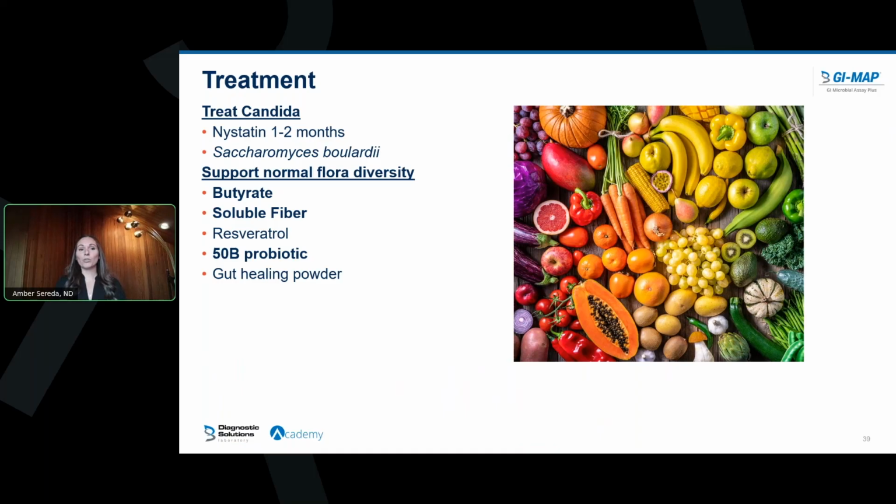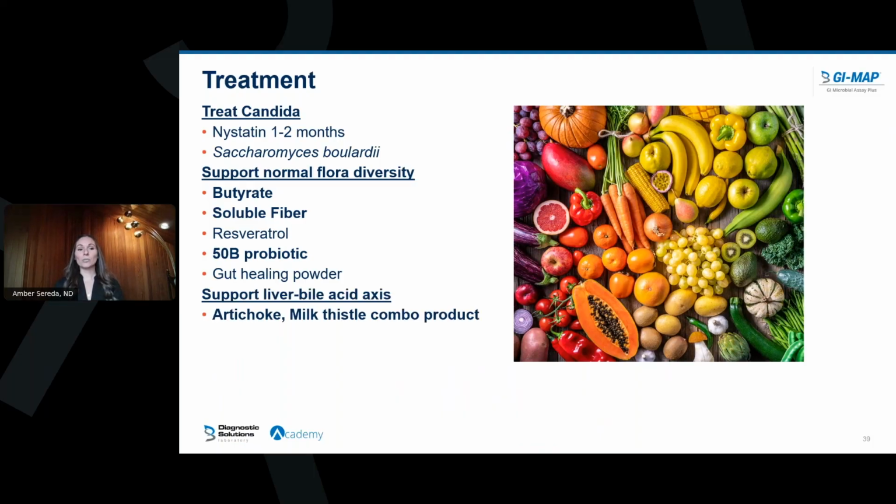And then the support for the normal flora diversity, this was much more robust than I may have initially done, with being able to see the StoolOMX. So here I wanted to have butyrate in there because we could see the butyrate producers, but also that number for butyrate was really low. And then for feeding our normal flora, soluble fiber and polyphenol, so that's the resveratrol here, a 50 billion probiotic to help support the environment for the normal flora, and a gut healing powder, because we've talked about, in many ways with the candida and the elevated uric acid, that's going to damage the barrier function.